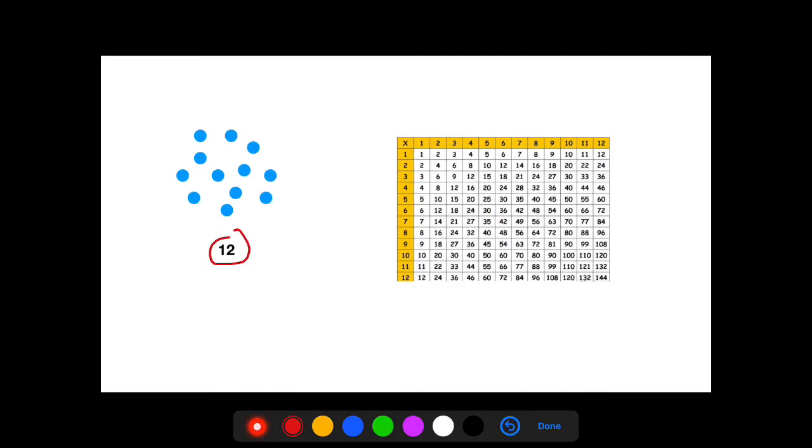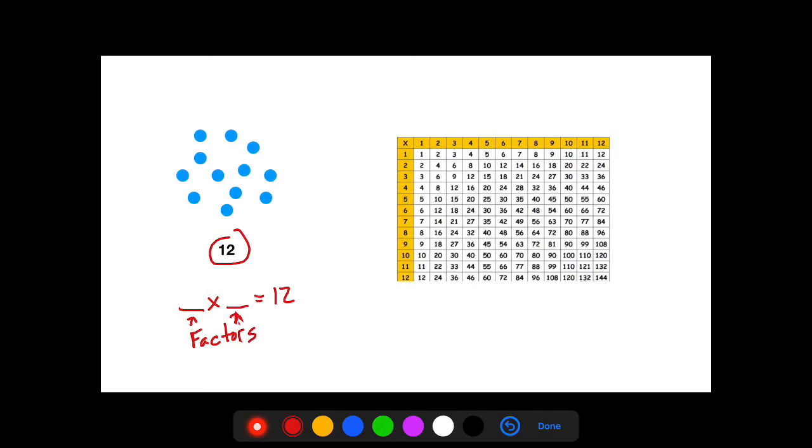Basically, factors, if you think facts like your math facts, your multiplication facts, it means what times what times what equals 12. And the factors are these two numbers here that we can multiply together to make, in this case, 12. The literal name for them is factors.